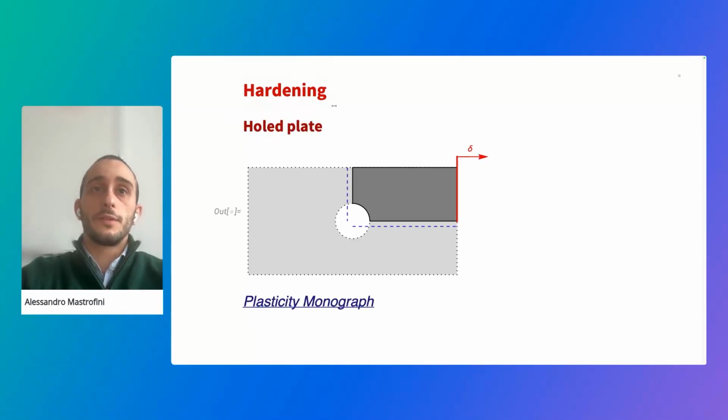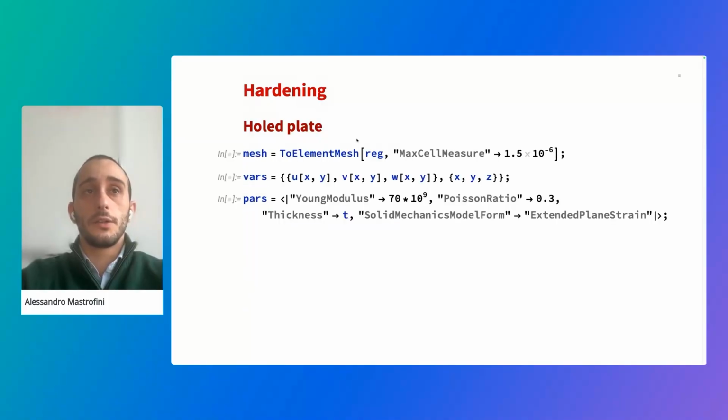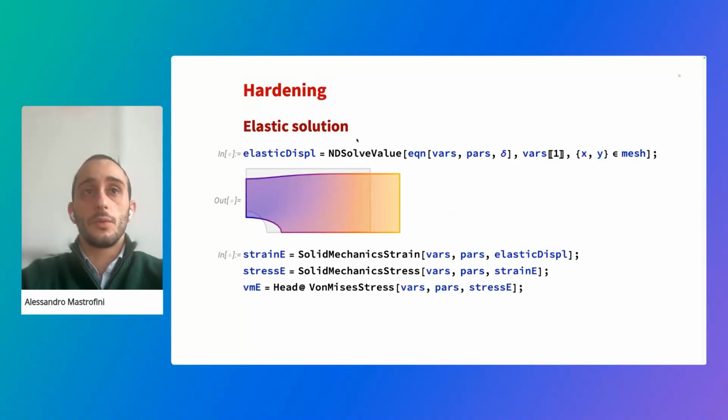Another example for the monograph is a plate with a hole in the center. We can model only a quarter due to symmetry condition. So we can apply, again, mesh, variables, parameters, equation with symmetry condition, displacement imposed to this side here. Bottom side can slide horizontally. This side can slide vertically.